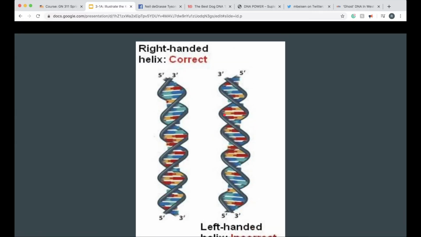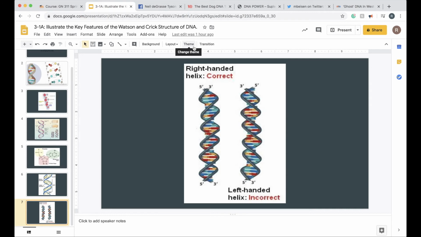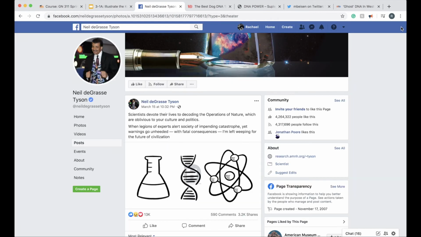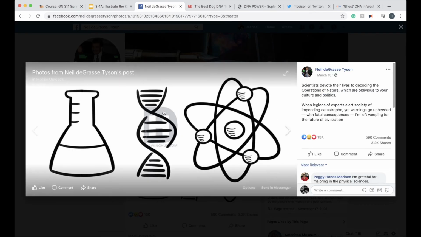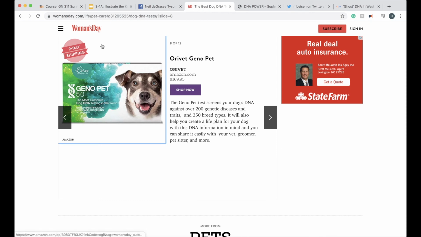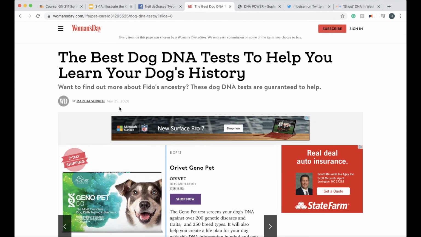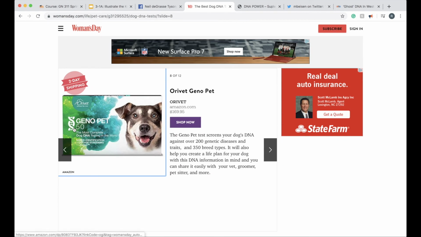And so some examples of left-handed DNA being seen in the media recently, whether it being the news or different pop culture items, is this Facebook post from Neil deGrasse Tyson on March 15th. You can see that the double helix is going up and to the left. You can also see it in this post from Women's Day, talking about genetic testing of dogs on March 25th, where you can see this little picture goes up and to the left.